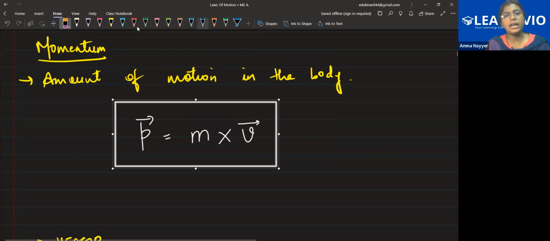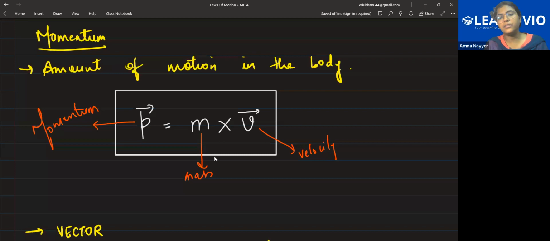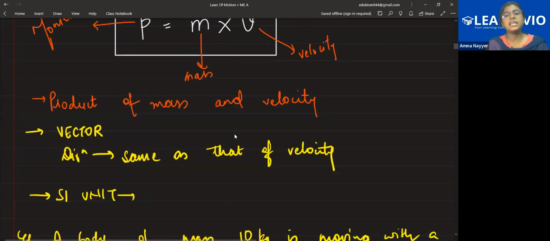All right. So see, what are all these terms? P is the momentum. M is the mass. And V is the velocity. So we can say it's basically the product of mass and velocity. It's a vector quantity and its direction is the same as that of velocity. And what will be the SI unit? Mass is kg, velocity is meter per second.